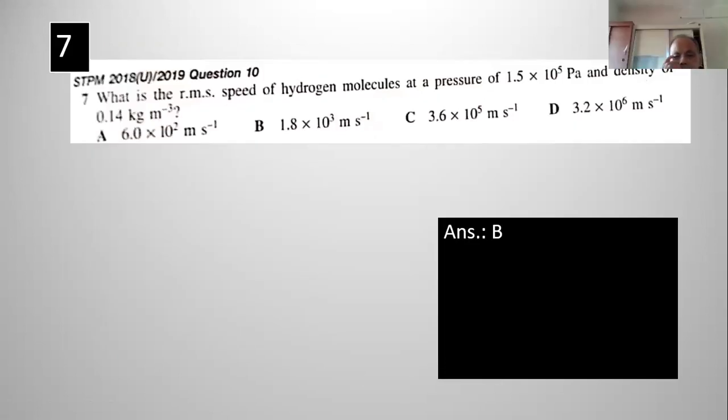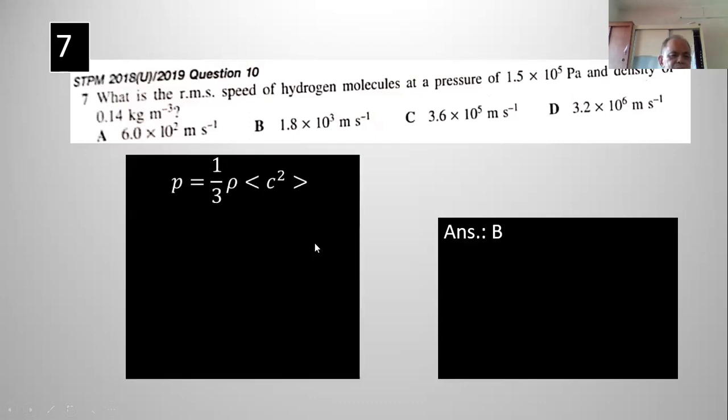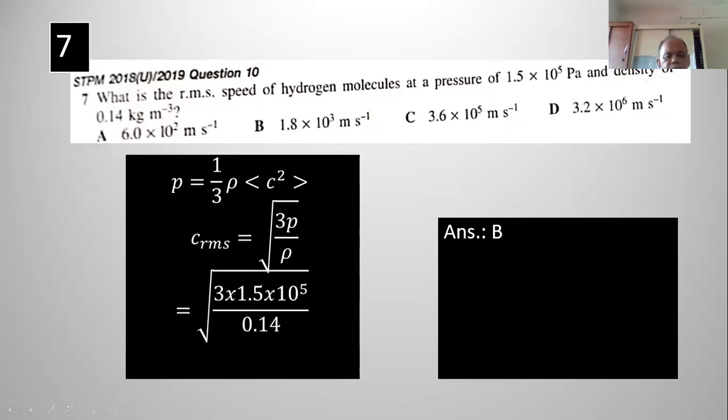Root mean square speed. You want to find the root mean square speed of a hydrogen molecule. Answer is B. Pressure is given, density is given. Let's use the formula. That formula, memorize it. Put in your value, make the root mean square speed the subject, put in your value and calculate out.